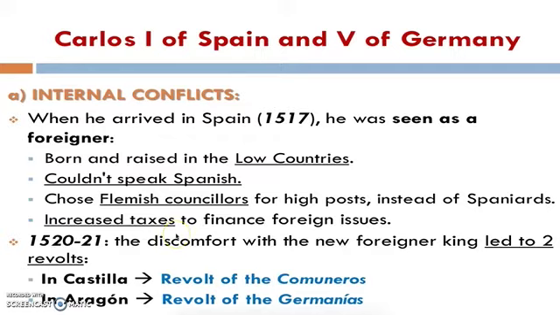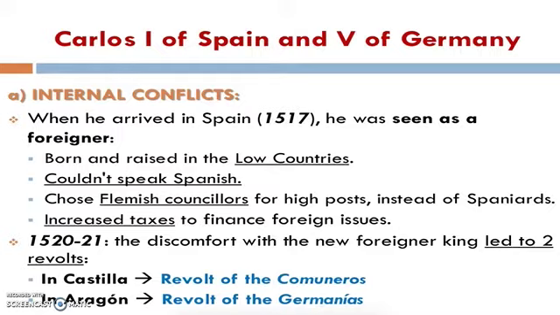That situation led to the two conflicts that happened a few years after he came, in 1520 and 21. In Castile, it was the revolt of the Comuneros. They were people of the cities and they wanted to keep the autonomy of the cities, and that's why they fought against Carlos I. And in Aragon, there was the revolt of the Germanías. It was a social revolt between the bourgeois and the nobles, and Charles I fought on the side of the nobles.